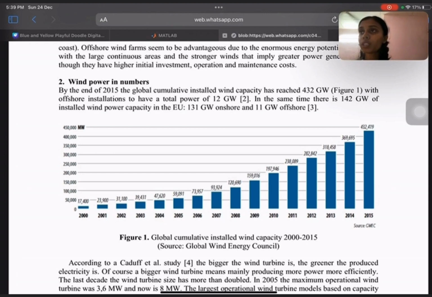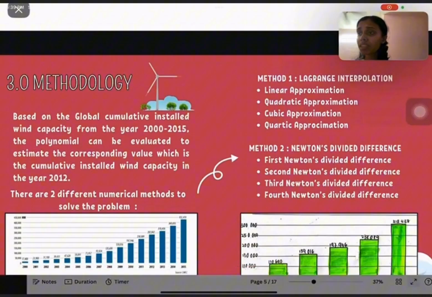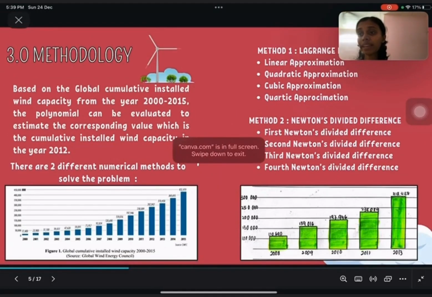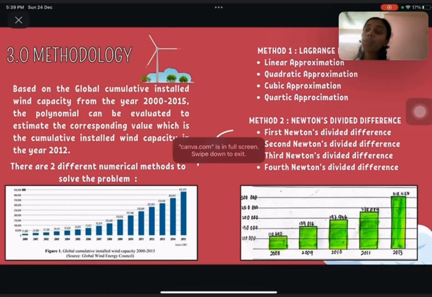In our project, we are not going to use the whole data from 2000 to 2015. We are only going to use from 2008 to 2013, as shown in the picture at the right hand side below. So we are going to only use 5 years, and the year that we are going to find the value for is the year 2012. There are two different numerical methods to solve this problem.